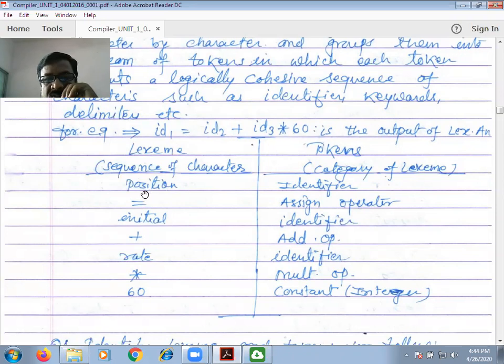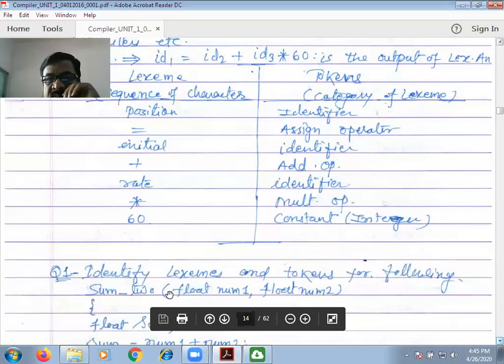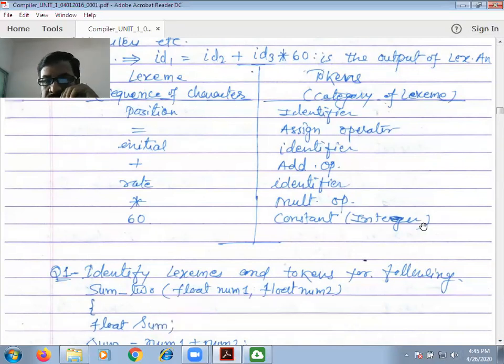Here, position is a character string which is identified as an identifier. Equal is identified as an assignment operator. Initial is again an identifier. Plus is an addition operator. Rate is an identifier. The multiplication symbol is a multiplication operator. 60 is a constant. And lastly, the delimiter terminates that sentence.